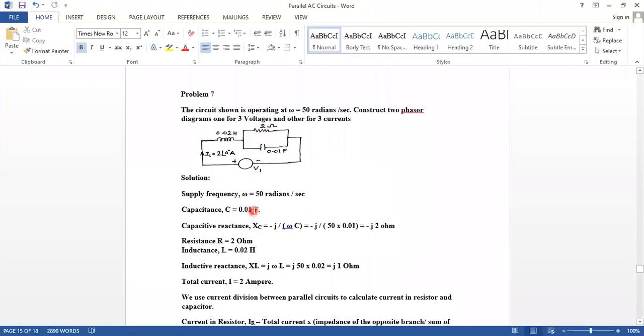So let us move on to the next problem. The circuit shown is operating at omega equal to 50 radians per second. Okay, angular frequency is given. Construct two phasor diagrams, one for 3 voltages and the other for 3 currents. Fine. Now they have given you the circuit over here. So this is inductance L 0.02 Henry, resistance is given, and then capacitance value is given, and the current flowing through this inductance is given. Okay, or the current supplied from the voltage source is given.